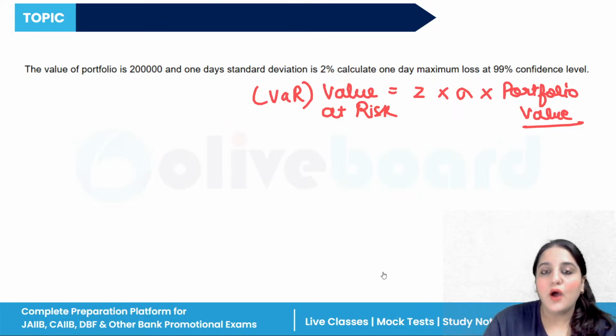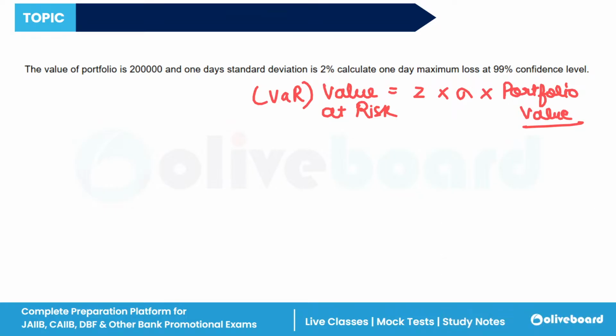So how to solve this question? Simple. This question has the value of portfolio and standard deviation. We are just calculating the 1 day maximum loss here at 99% confidence level. So here is the answer basically. Z is the Z score, right? And for 99%, Z is equal to 2.33.